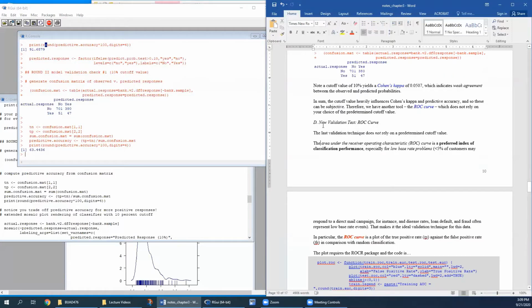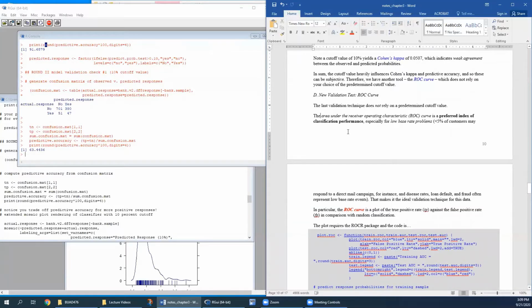So we're looking at a new validation test, the ROC curve, or the receiver operating characteristic curve, but everyone calls it the ROC curve. This validation technique does not rely on a predetermined cutoff, and it's the preferred index of performance or validation for low base rate problems. Like what we're looking at, where less than 10% of people are saying yes to our outcome of interest. So this is a low base rate problem.